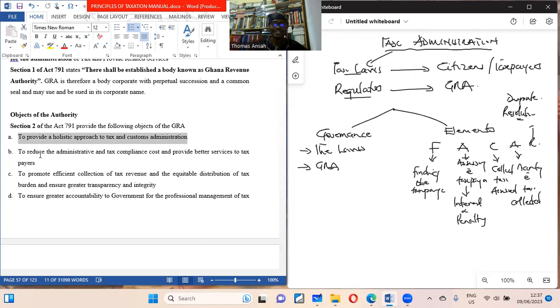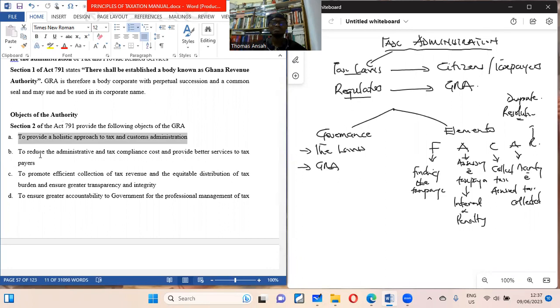So now, if you are paying duty, you pay to GRA. If you are paying your income tax, you pay to GRA. If you are paying your VAT, you pay to GRA. So it's not like before, when you were paying CEPS, you needed to go to the CEPS office, and when you were going to pay VAT, you needed to go to the VAT office and all those things. So he brought them all together.